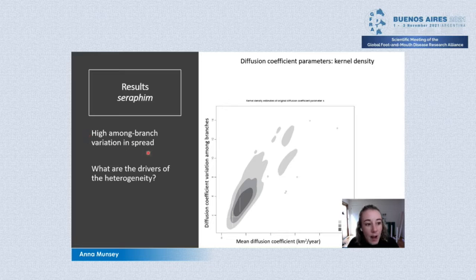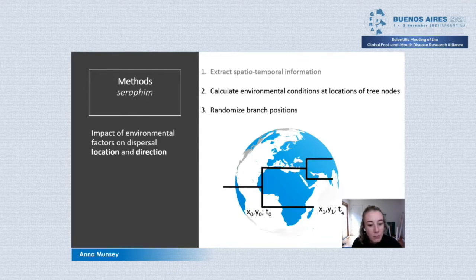Because we have a high among branch variation and spread, we asked what are the drivers of this heterogeneity of spread? Using Seraphim, we can try to answer that question. Within Seraphim are methods to help us analyze the impact of environmental factors on dispersal, location, and direction. We do this by calculating the environmental conditions at the locations of tree nodes, and then comparing those values to randomized branch positions within our study area.